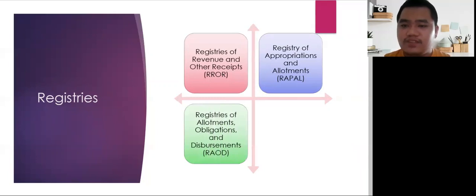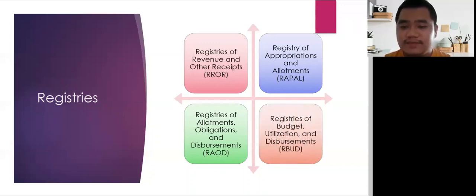Then we have the Registries of Allotments, Obligations, and Disbursements, or RAOD. These are used to monitor the allotments received, obligations incurred against the corresponding allotment, and the actual disbursements made. This is to ensure that obligations incurred will not exceed allotments, while actual disbursements will not exceed the obligations incurred. Separate RAODs are maintained for each object of expenditure, which we're going to discuss later on.